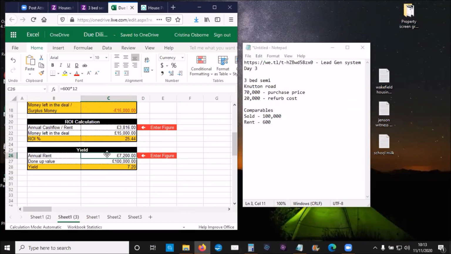Your rent, my formula is equal to 600 multiplied by 12, so your annual rent is also 7,200. It's an easy figure to use because it's 100,000, so it's like by hundreds. So it's annual rent divided by done-up valuation.